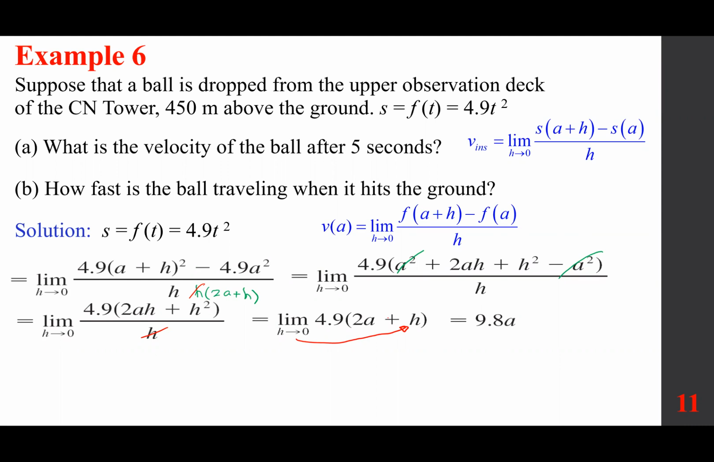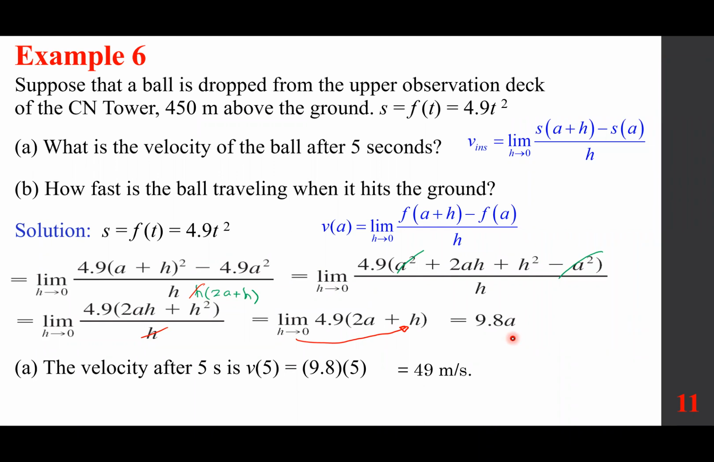So now let's answer part A, everybody, and part B accordingly. Part A says, what is the velocity after 5 seconds? Replace the a with 5, and that gives us 49. And the units, meters per second. Meters per second. I can't emphasize this enough.